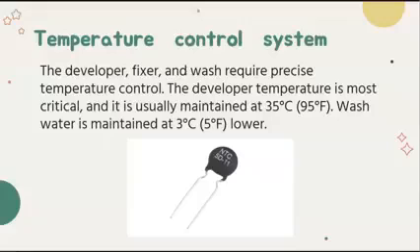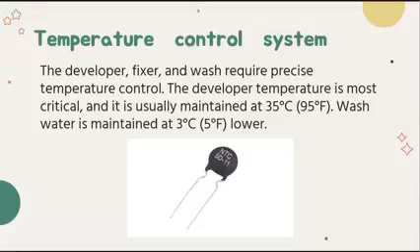So we go with the next one, the temperature control system. The developer, fixer, and wash require precise temperature control. Developer temperature is most critical and it's usually maintained at 35 degrees Celsius or 95 degrees Fahrenheit. Wash water is maintained at 3 degrees Celsius or 5 degrees Fahrenheit or lower from the developer temperature.